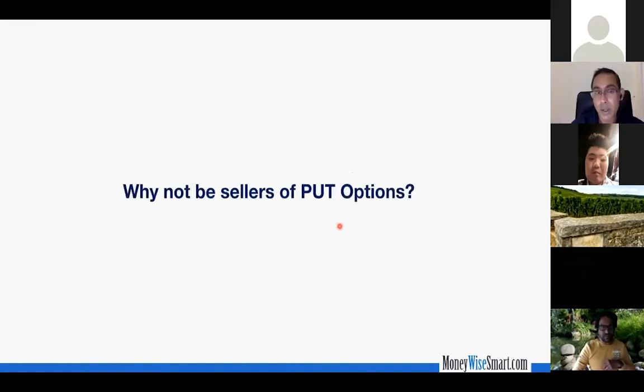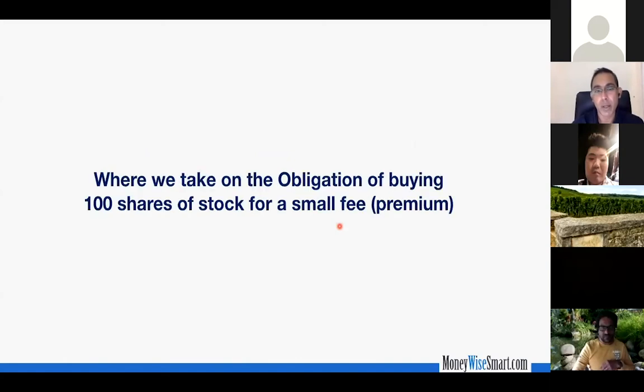Okay, so if buying put options has these downsides, why not be sellers of the put options, and why not try to think like an insurance company, because that is exactly what an insurance company is doing. So now we will look at the strategies involving selling of a put option.